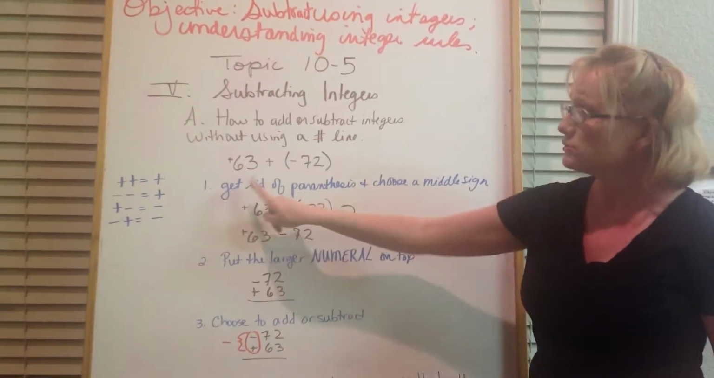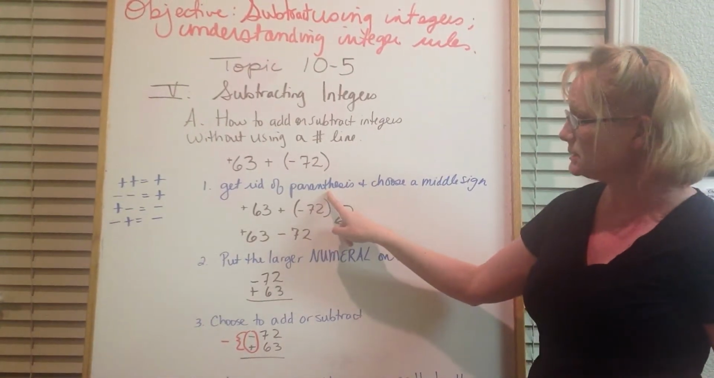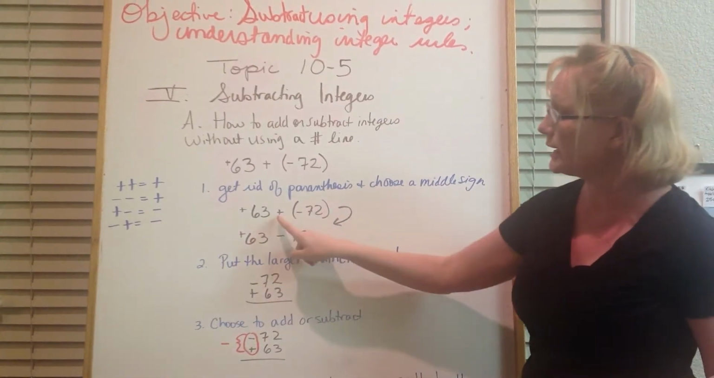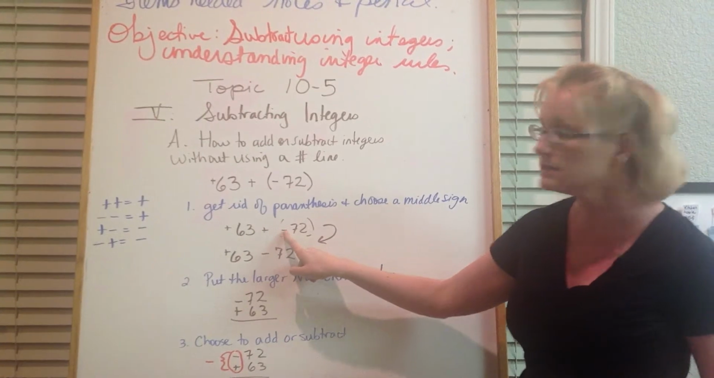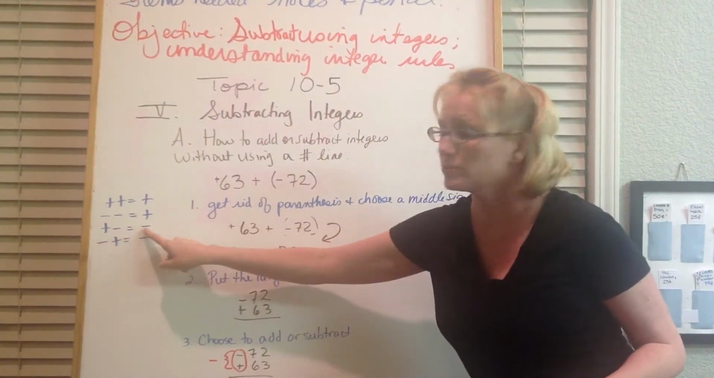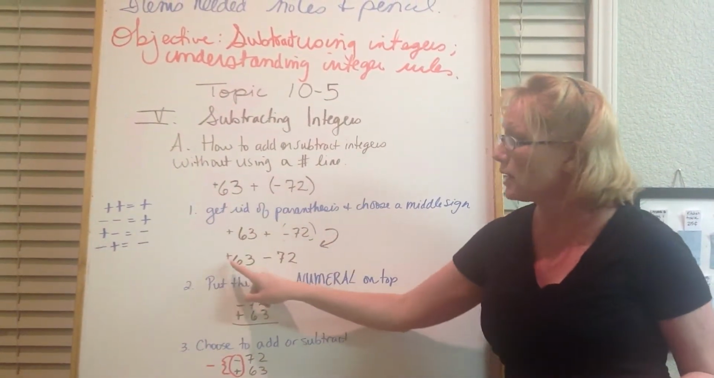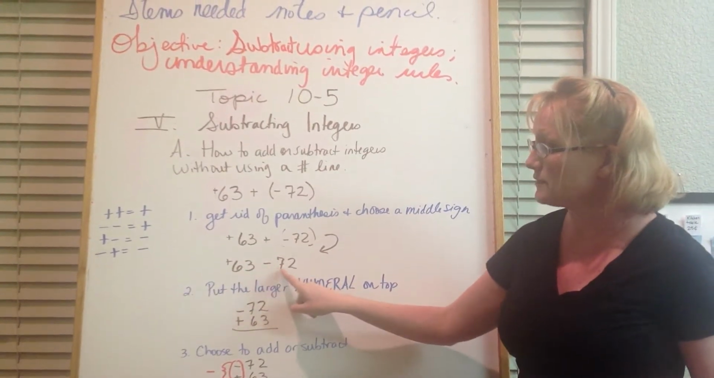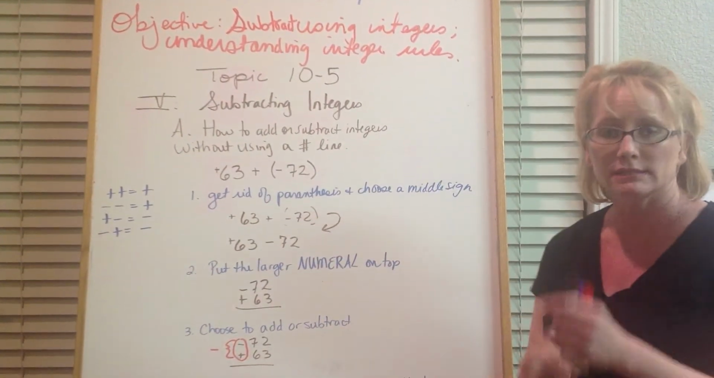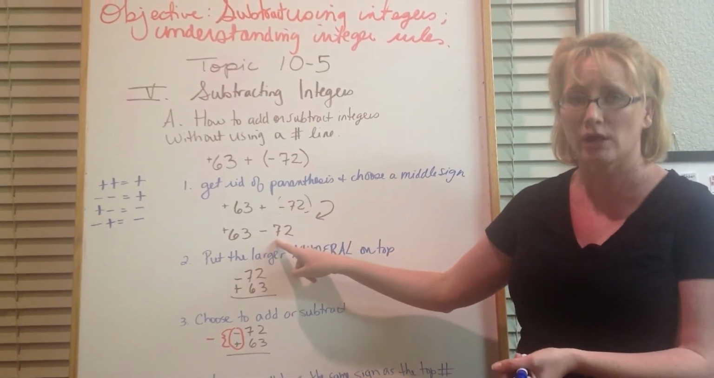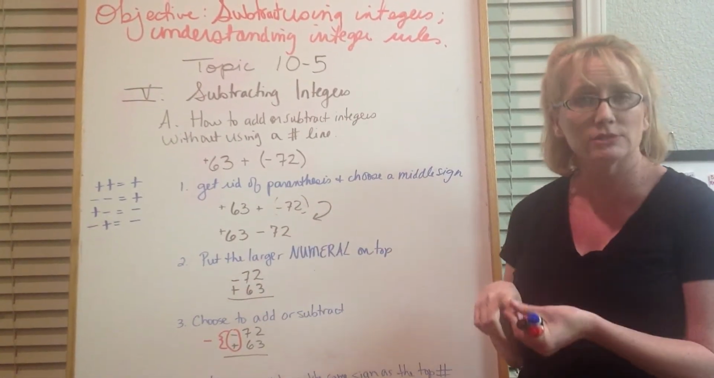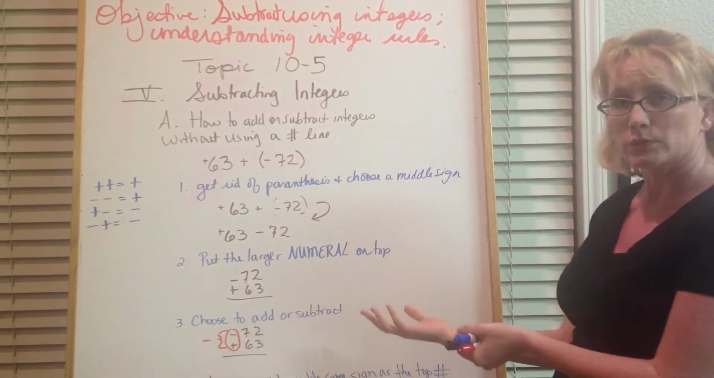So again, the first rule always is get rid of the parentheses and choose a middle sign. So I have to get rid of my parentheses. I had a plus and a minus, and a plus and a minus means it's going to be minus. So now I have positive 63 minus 72. And now here's where things get different. You can think of it as money and go, okay, I have $63, but I spent $72 and figure that out. But sometimes that's hard to do. So this will also work.